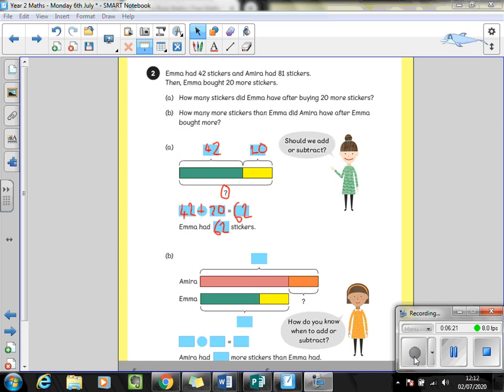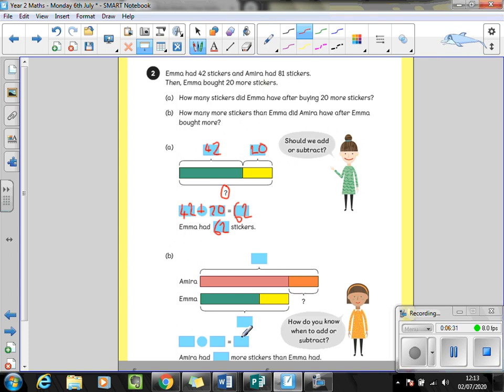Okay, so this one looks a little bit trickier, but we actually need to use some of the information that we've gathered from question A. Now, we know that Emma has 62 stickers altogether, so we can label this part of our bar model with 62, because that's how many she has altogether. We then know that Amira has 81 stickers altogether.